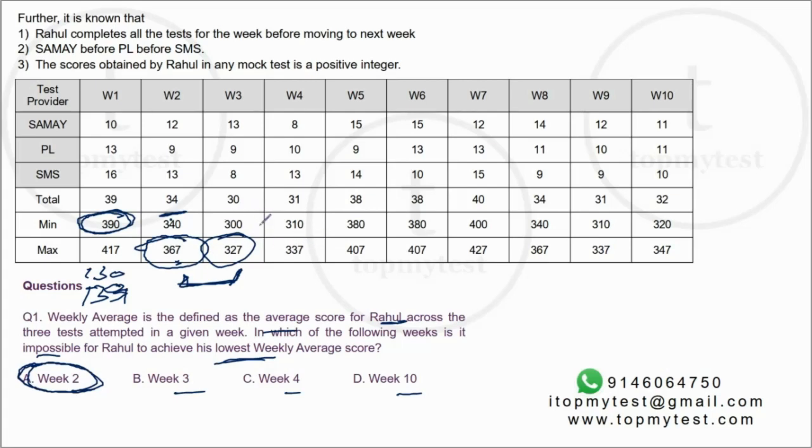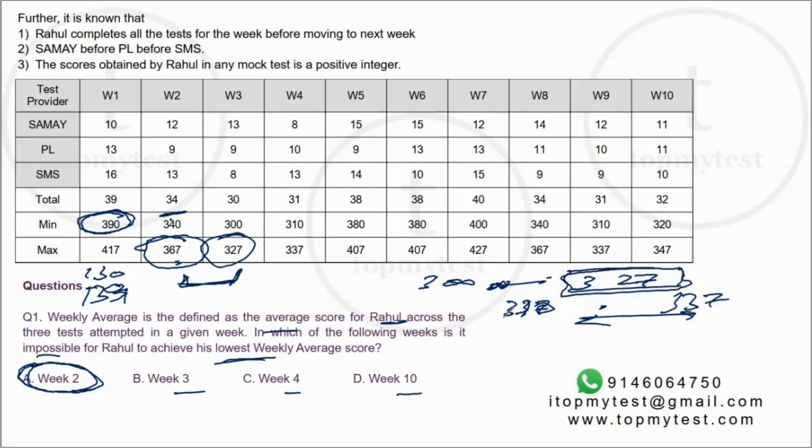If you look at week 3 and week 4, there's an overlap. Week 3 is 300 to 327. Week 4 is 310 to 337. Now, it can be that week 3 is 300 and week 4 is somewhere here. But it is also possible that week 3 is 327 and week 4 is 328. It is also possible because the score is in this range. So because there's an overlap, you cannot be sure that week 3 is lower than week 4 or week 4 is lower than week 3.